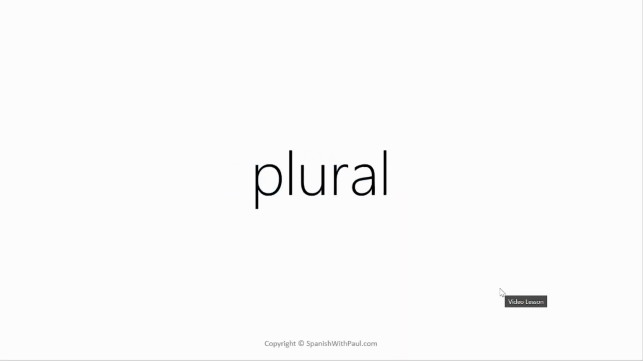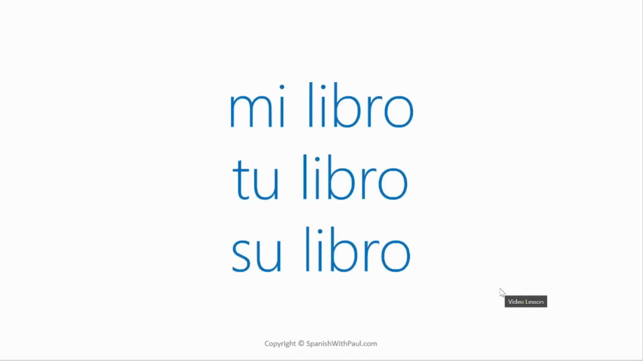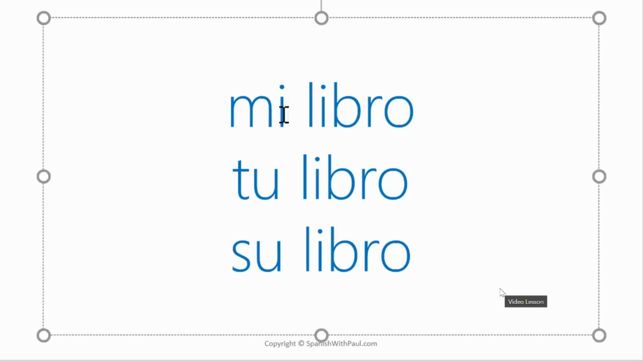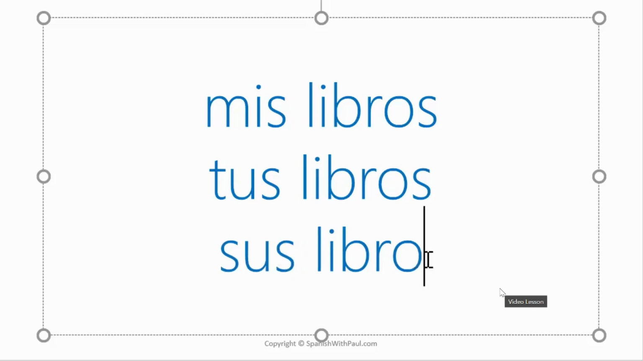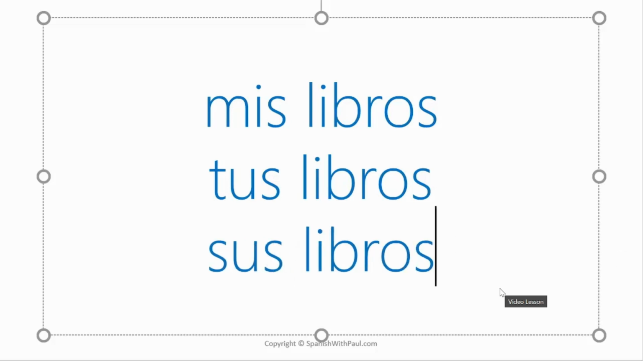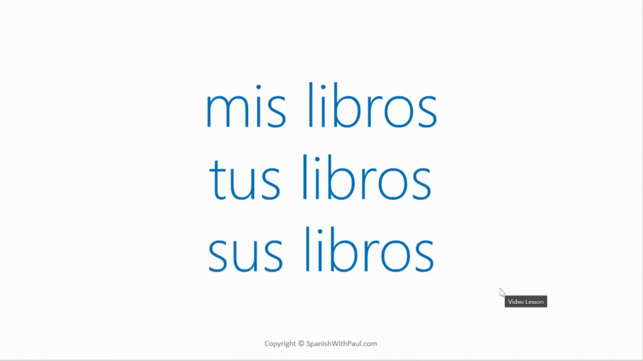If we're dealing with plural nouns, all we have to do is add an S to those. So let's do it in real time. My book is mi libro, but my books would become mis libros. Your book is tu libro. Your books, so now it's plural, simply add an S, tus libros. And the same thing happens for his book, her book, or their book, right? So his books, sus libros, her books or their books. You can see this one is really powerful, having three angles all at once. So that's how easy plurals are.